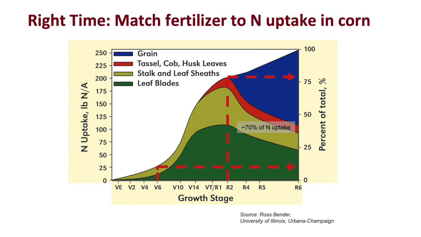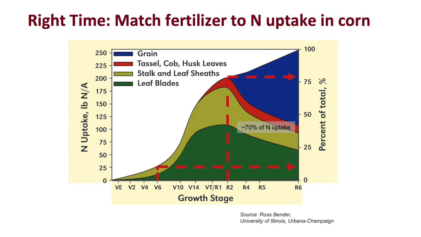And we know that this rapid uptake of nitrogen occurs starting around V6, and a significant amount of the N, about 70%, is taken up by the plant from V6 to R2. So if we delay some of that N application, we can minimize the risk potential for nitrogen loss.